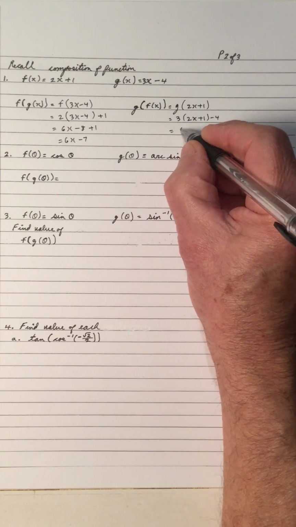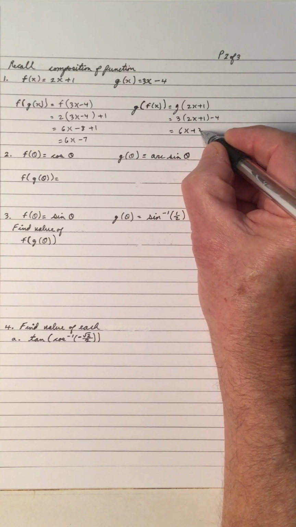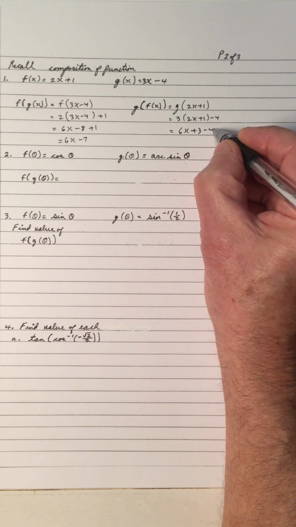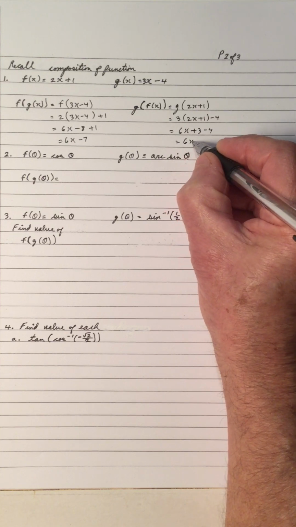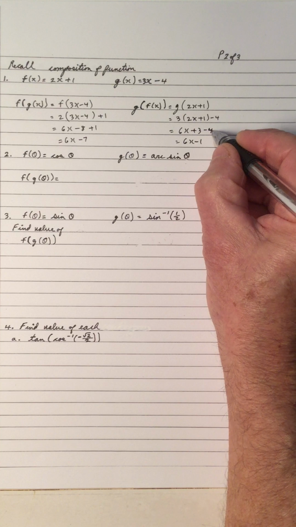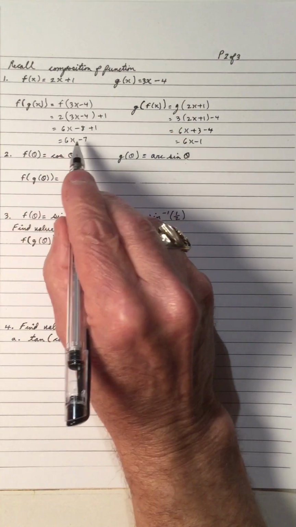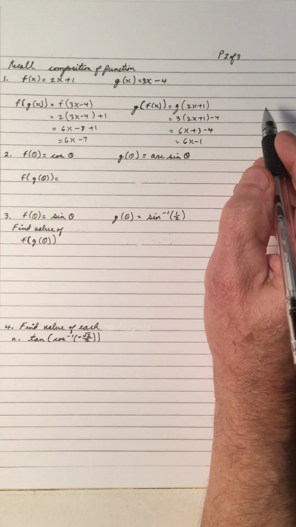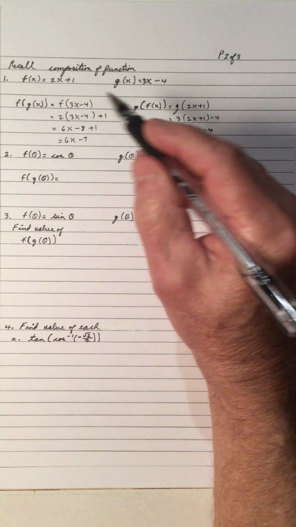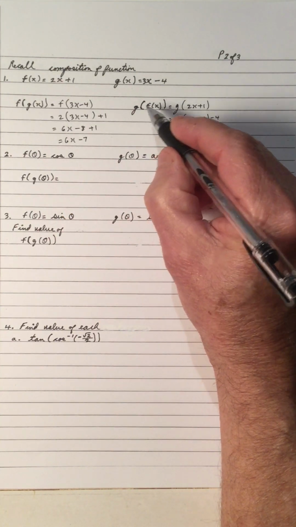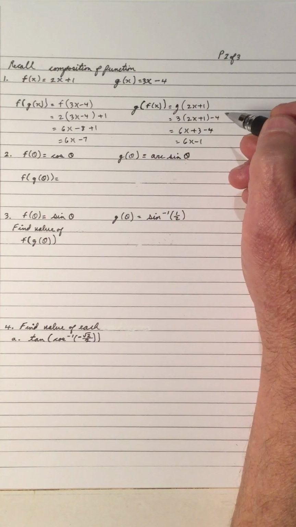So 3 times 2x is 6x, plus 3 minus 4. So that's 6x minus 1. So when you do the composition of the functions in a different order, you get different answers, except if they're inverses of each other, then f of g of x and g of f of x will be the same answer.